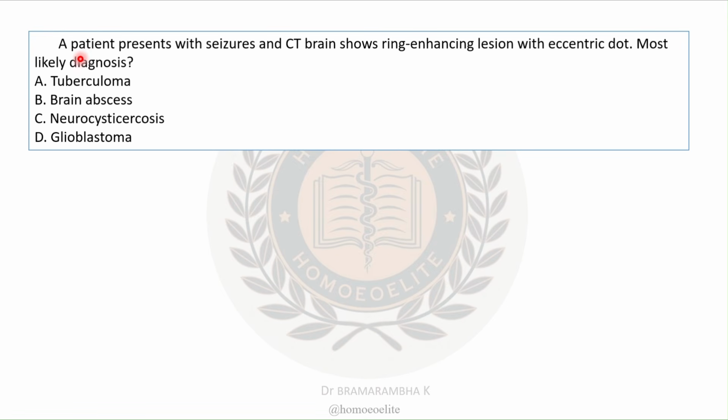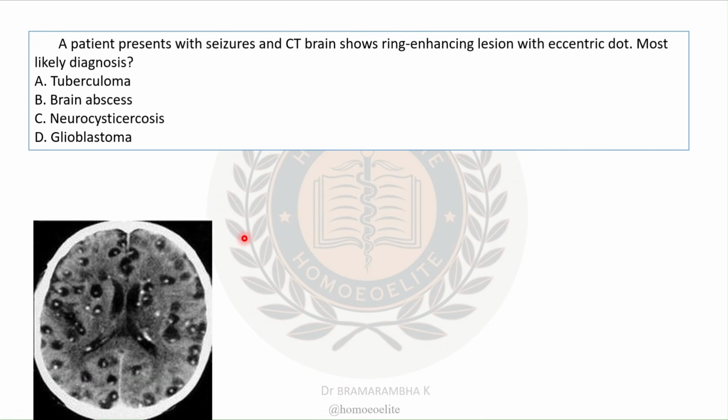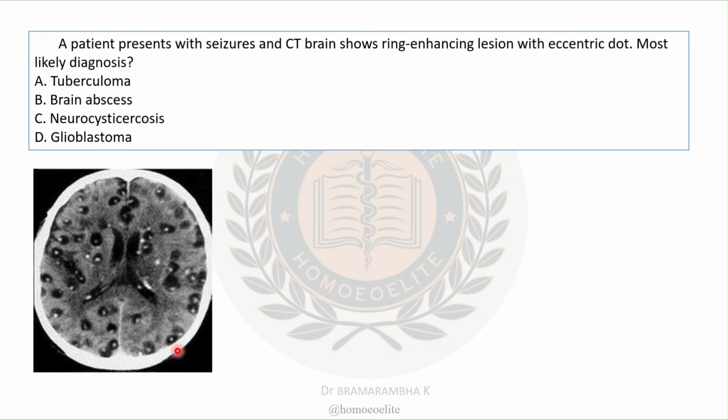So you have another MCQ here. A patient presents with seizures, and CT brain shows ring enhancing lesions with eccentric dots. Most likely diagnosis is tuberculoma, brain abscess, neurocysticercosis, or glioblastoma. Okay, so this is the imaging that you can see. There are seizures, and in the CT brain we are seeing ring enhancing lesions with eccentric dots. So you can see dots. So what could this be?